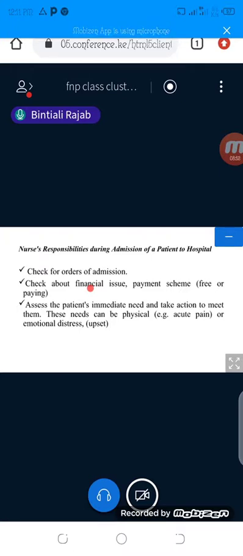Check about financial issues, payment scheme, free or paying. In most cases, you might think that you just tell the patient they are for admission. But in several cases we've found that you tell a patient that they're supposed to be admitted and the patient refuses. Some of them refuse because of their financial issues. So it is you as a nurse to assess this patient, know what their worries are. Is it the fear of the finances? And come up with a way in which to help that patient.